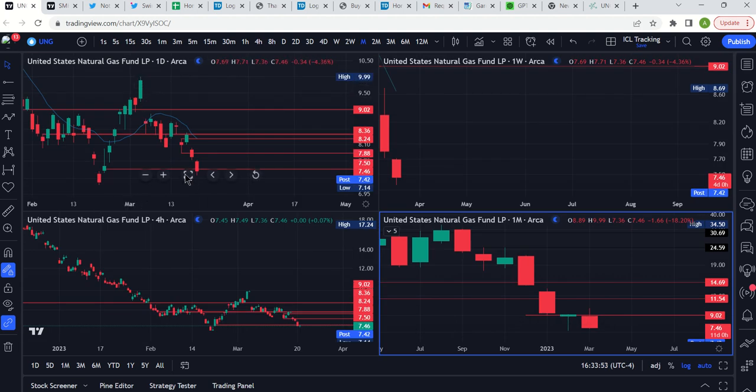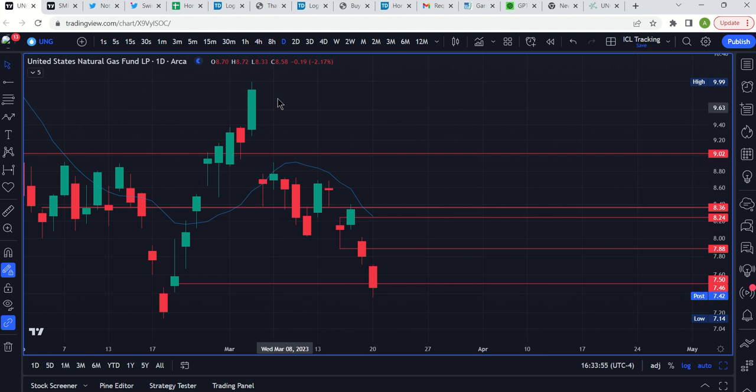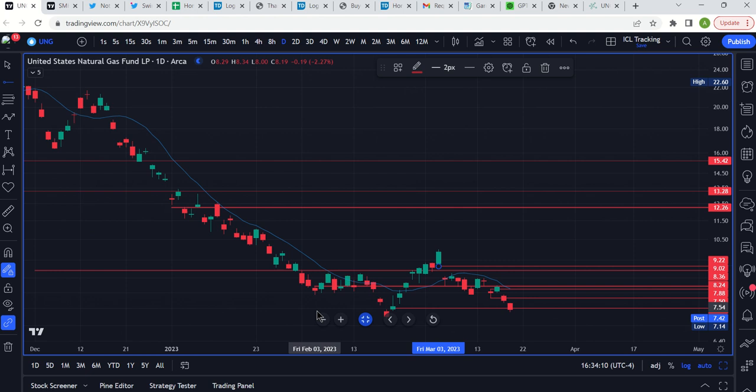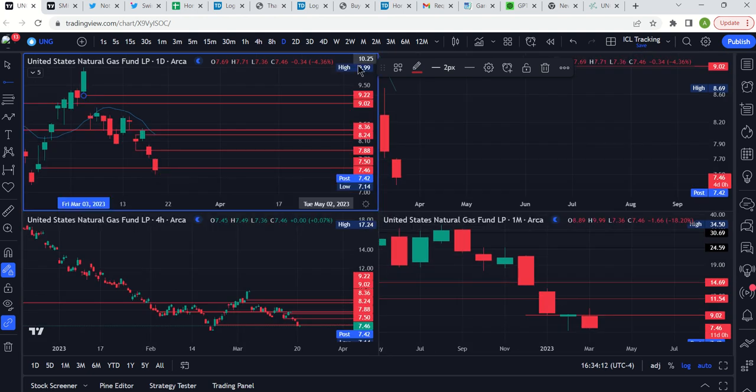I mean, look at that. Now, this kind of got abandoned up here, a big swing high. And of course, because this doesn't trade overnight, you have this huge gap, from this to where we opened down here. And then it's just been drooping lower ever since. So that's UNG, pretty clear.